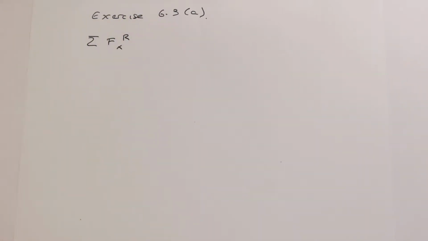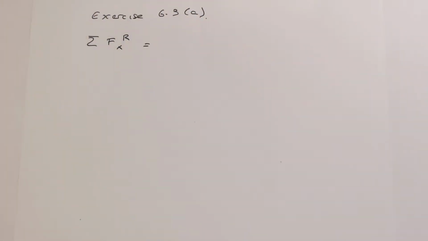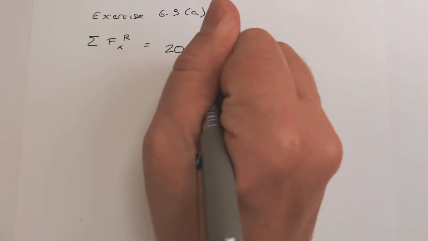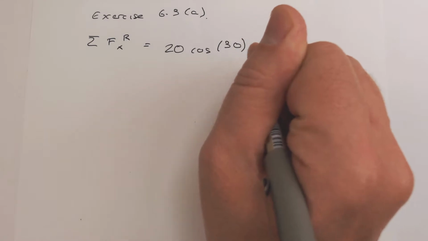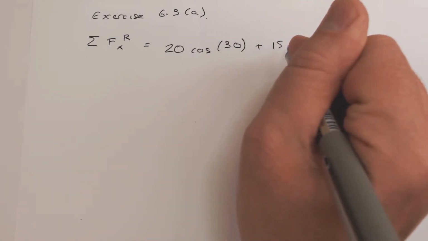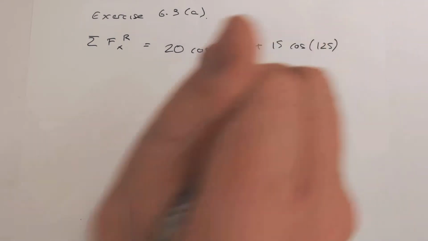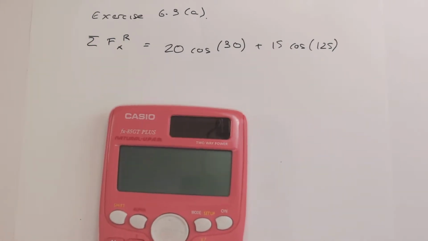I'll put a note that it's a resultant force, and I will use the cosine to sort out the angles, whether they should be positive, negative, and just dump them into my function. So I'm going to have 20 times cos 30 plus 15 times cos 125. Okay, so I'm just going to dump those numbers straight into my calculator and find the result.